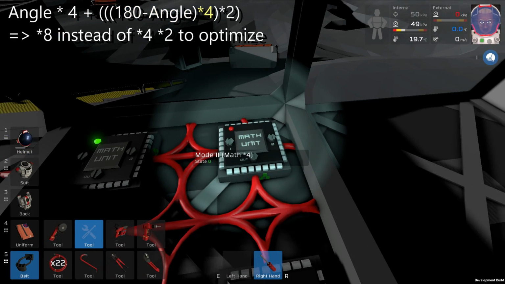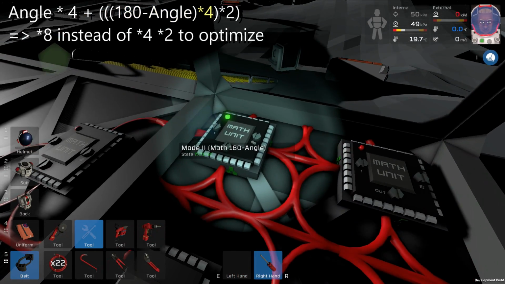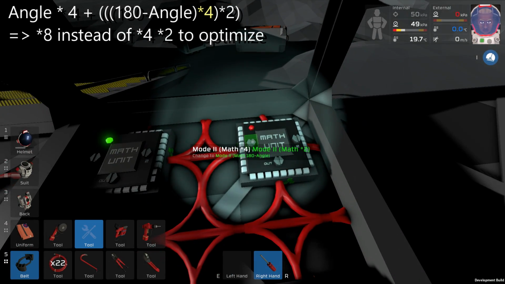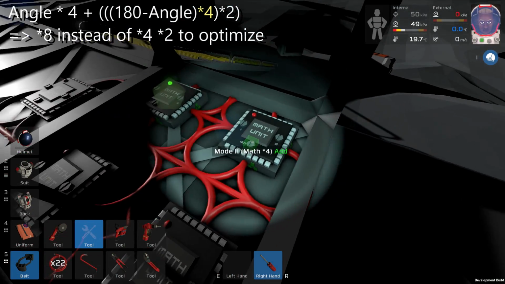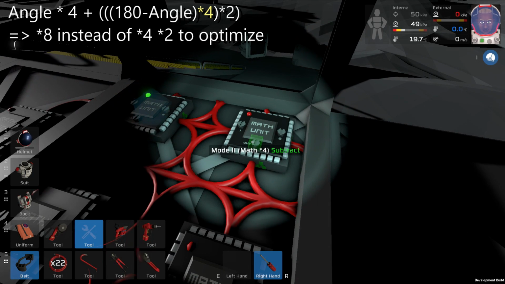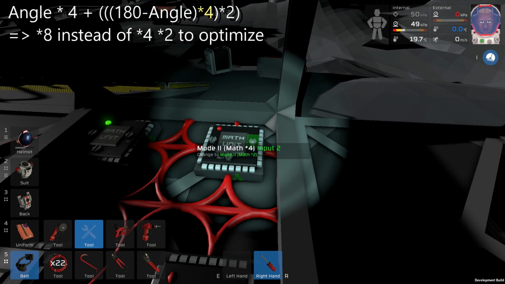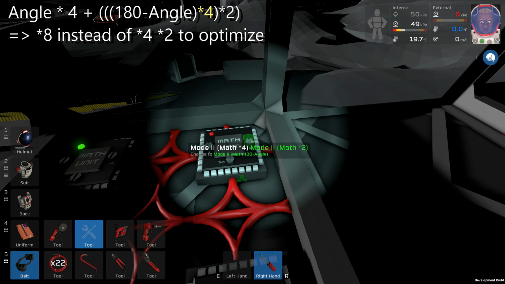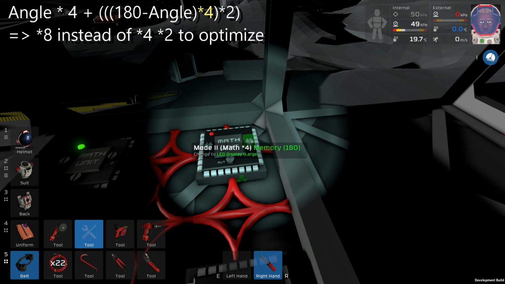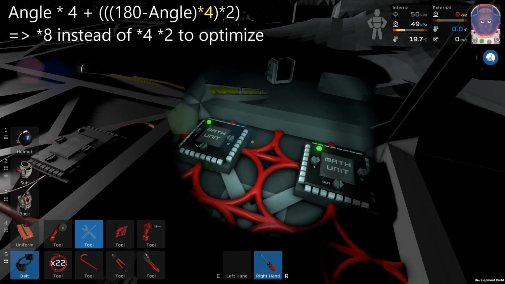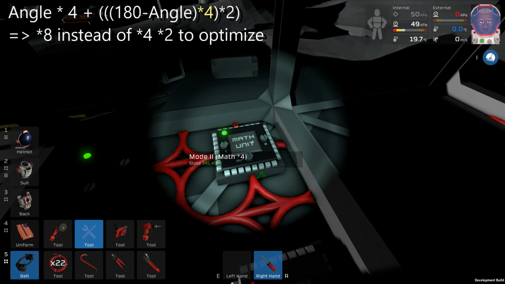The next step would be to multiply it by 4. So we take the mode 2 math 180 angle, and we want to multiply it by 4. And of course we have a module for that already set up. Memory 4, of course it is called. So let's enable this as well, and we can see now we have this number multiplied by 4.